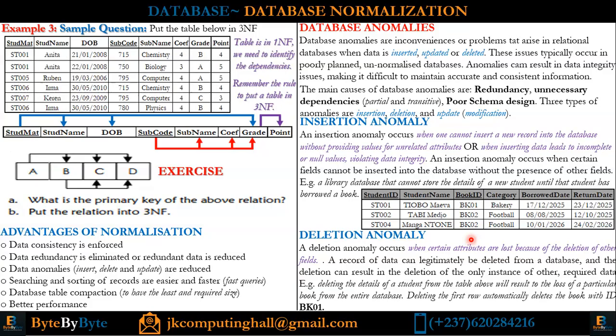As an example, deleting the details of a student from the table above will result in loss of a particular book from the entire database. For example, if we delete this first row, so if I delete the student Chobo Maeva, what am I going to have?